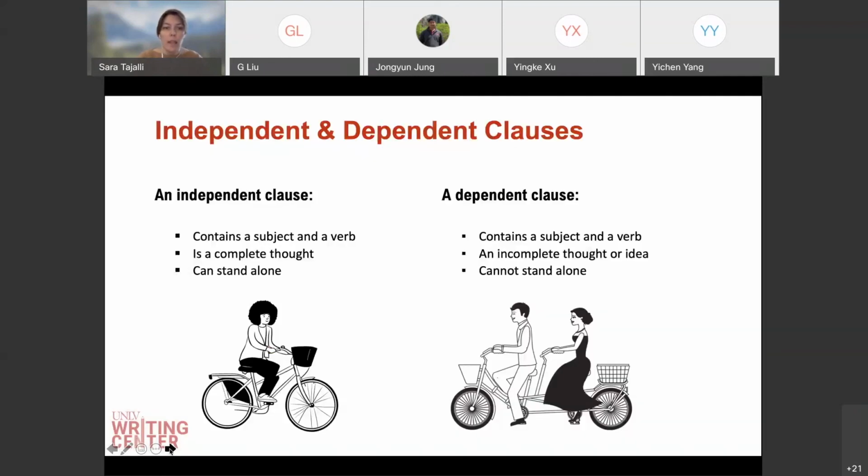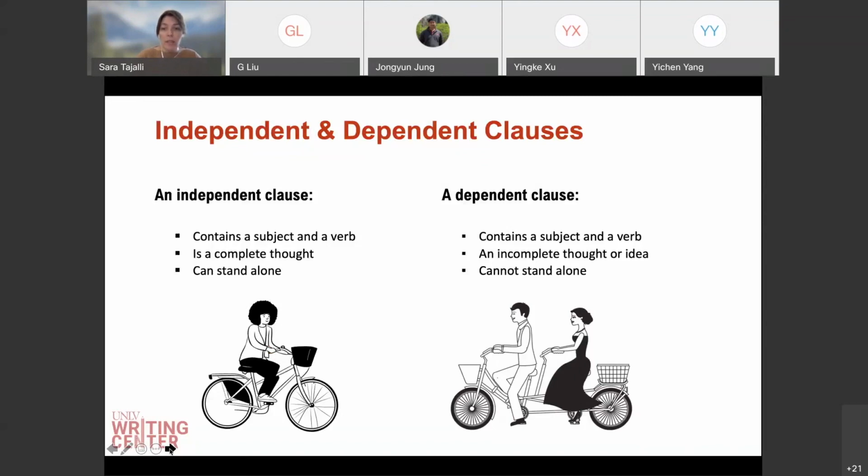All right, so next we're going to move on to independent and dependent clauses. And this is going to help us discuss punctuation a little bit more too. An independent clause is a full sentence. It contains a subject and a verb, and it's a complete thought. So it can stand alone, hence the name independent.